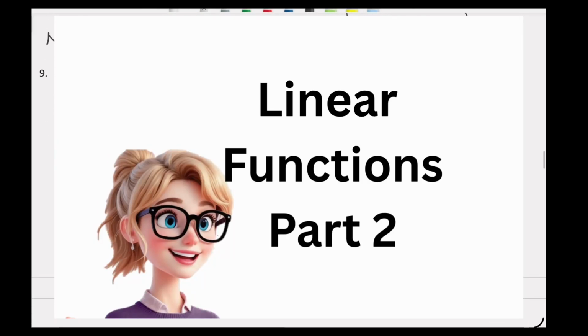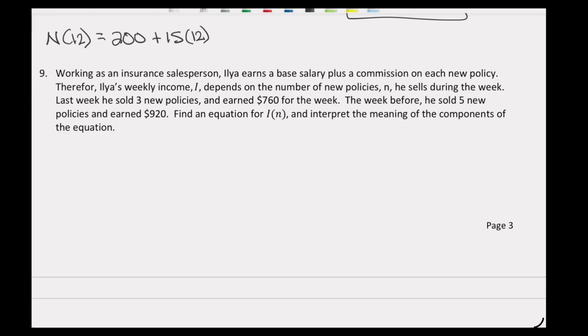Working as an insurance salesman, Aya earns a base salary plus a commission on each new policy. Therefore, Aya's weekly income, I, depends on the number of new policies, N, he sells during the week. Last week he sold 3 policies and earned $760. So for 3 policies, we have $760.